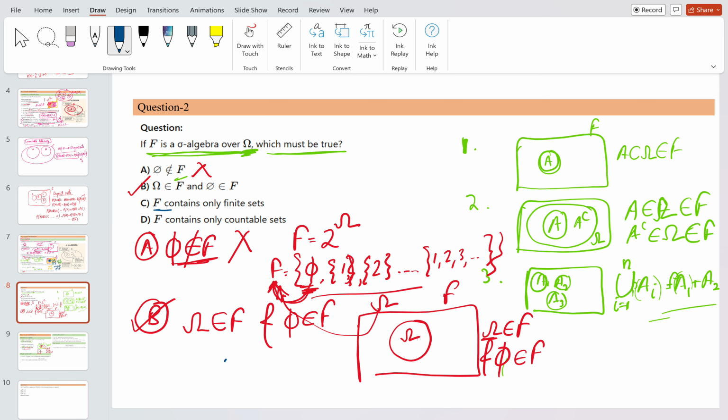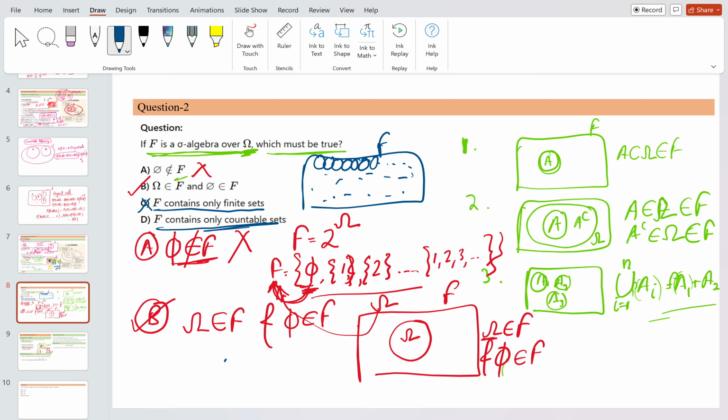Let's see why option C is not correct. If F contains only finite sets, that doesn't make any sense when you have a multiple number of elements in there. Suppose F is here, there can be a number of subsets forming the whole sample space of F, and there can be infinite sets inside of that. It can be finite, but it need not be finite also. So option C is incorrect.